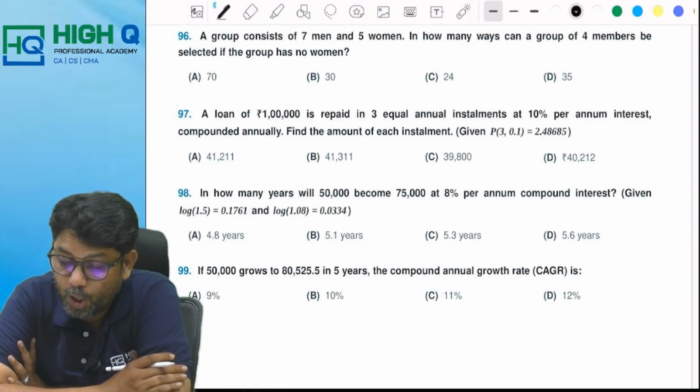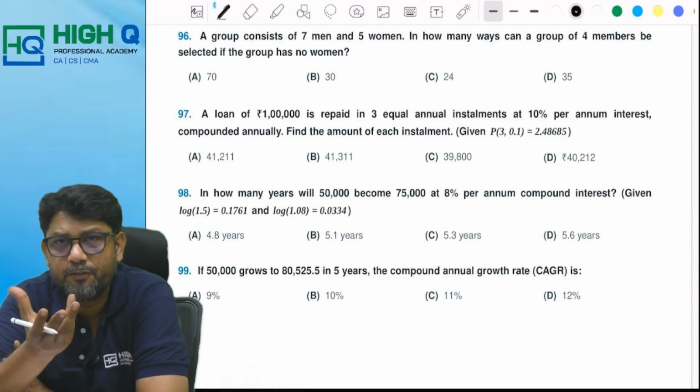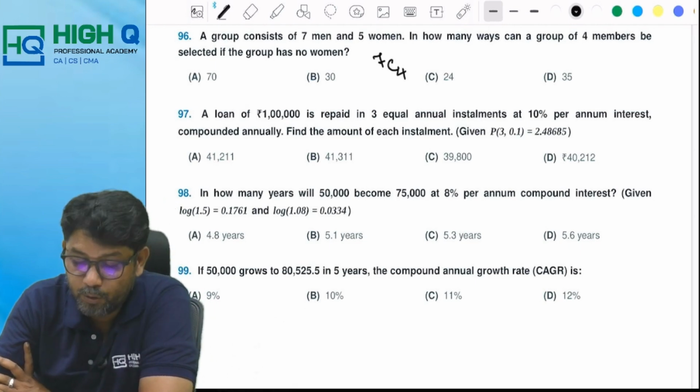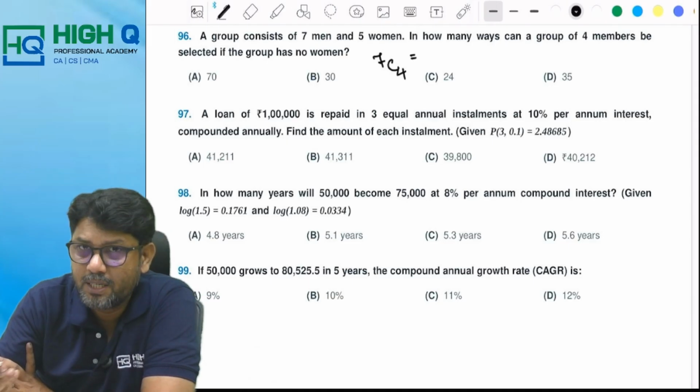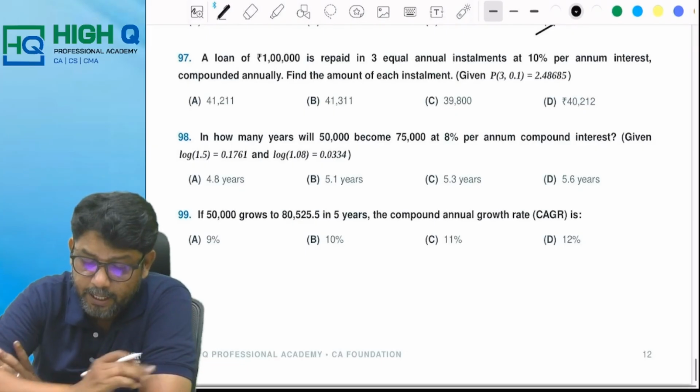Next, a group consists of 7 men and 5 women. In how many ways can a group of 4 members be selected such that the group has no women? The meaning of no women is all are men. That means all from men only. 7C4, which is nothing but 7C3, which is 35.